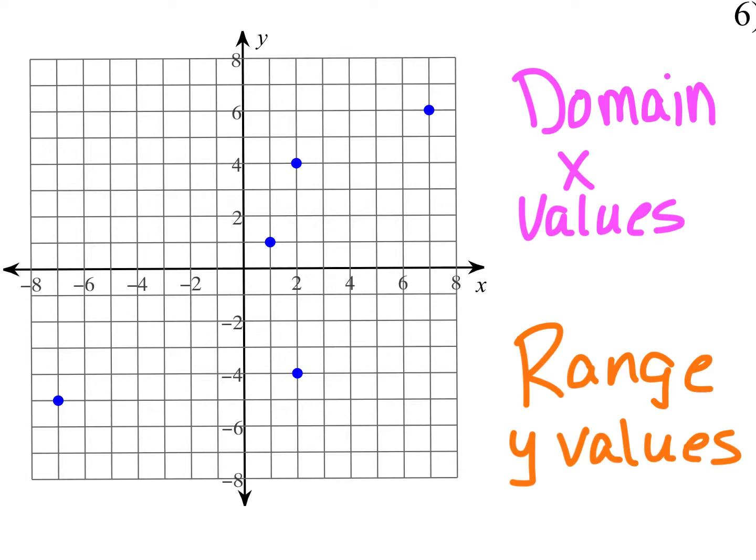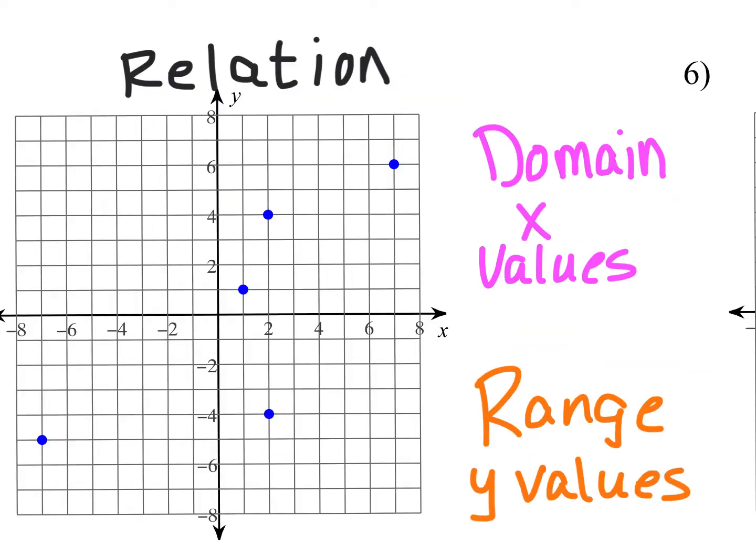Hey mathematicians, today we are going to work through an example of finding domain and range. As you learned in an in-class activity, domain are the x values that are represented by a group of ordered pairs, and range are your y values. What I have in front of me is something called a relation, which is just another word for a bunch of ordered pairs that are hanging out.